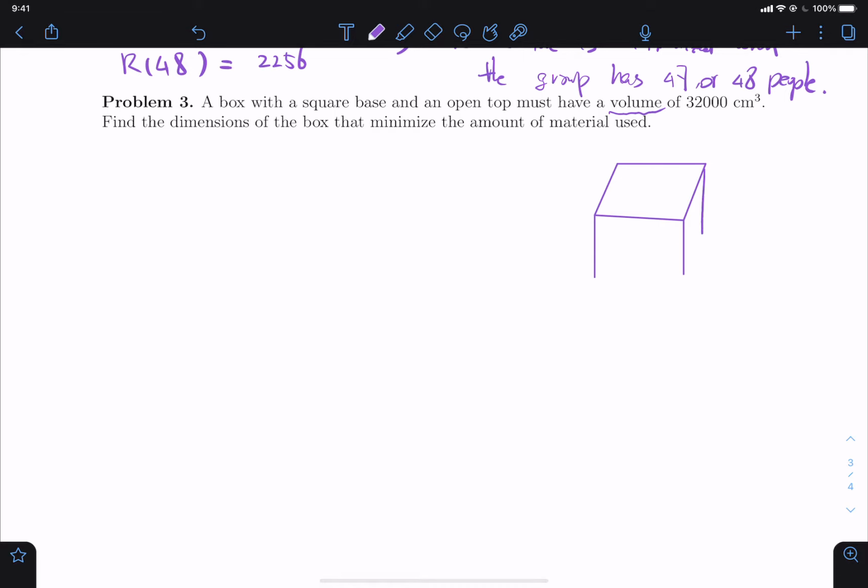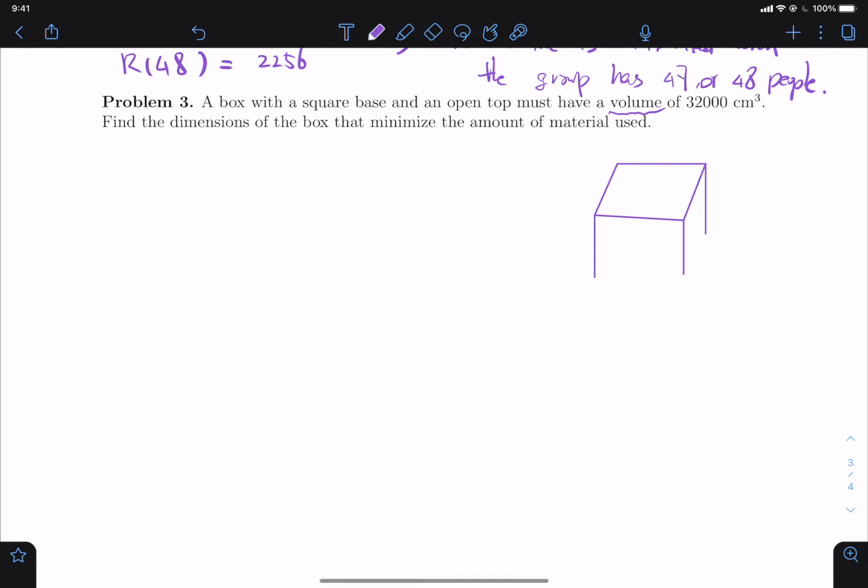And there's an open top, right? So it does not have this top, this face here. And then basically the amount of material used is for the 4 sides here, 1, 2, 3, 4 sides, as well as the base. So you're going to compute the area of the 4 sides as well as the base.